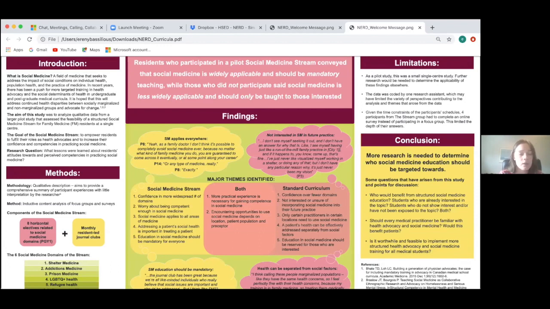Now looking at the themes identified in the standard curriculum group, they expressed confidence over fewer domains and also that they were not interested or unsure of incorporating social medicine into their future practice. They also expressed that only certain practitioners in certain locations need to use social medicine and that a patient's health can be effectively addressed separately from social factors, and that education in social medicine should be reserved for those who are interested.